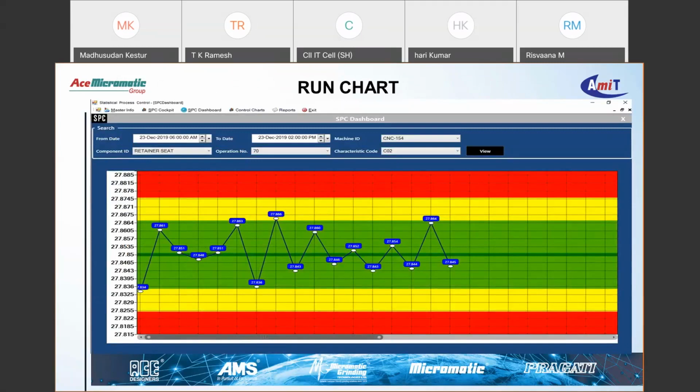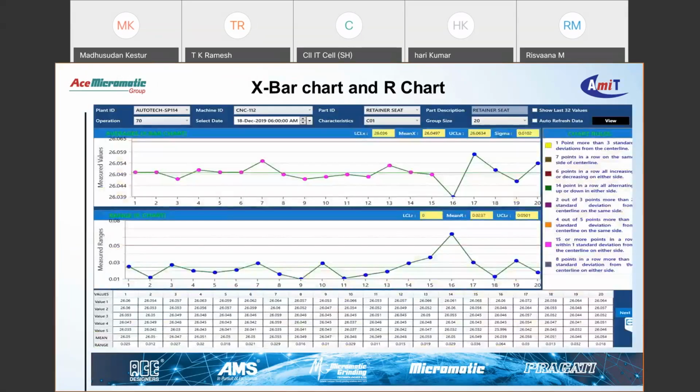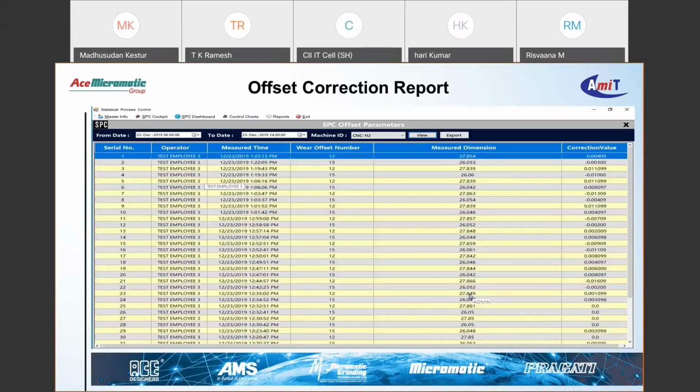So we provide run charts as outputs. We also provide X bar R charts. Everything is online and in real time. We also give an offset correction report. So a process engineer can actually go through this and study and look at what is happening. You also get a fair idea of which tool is performing better in your context. So such solutions are very powerful.